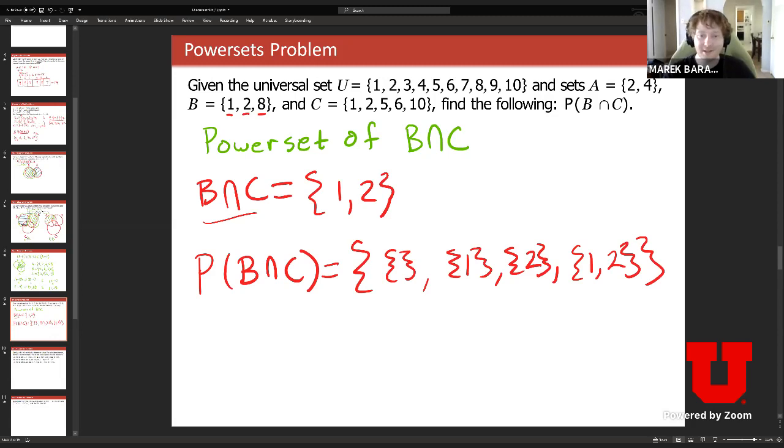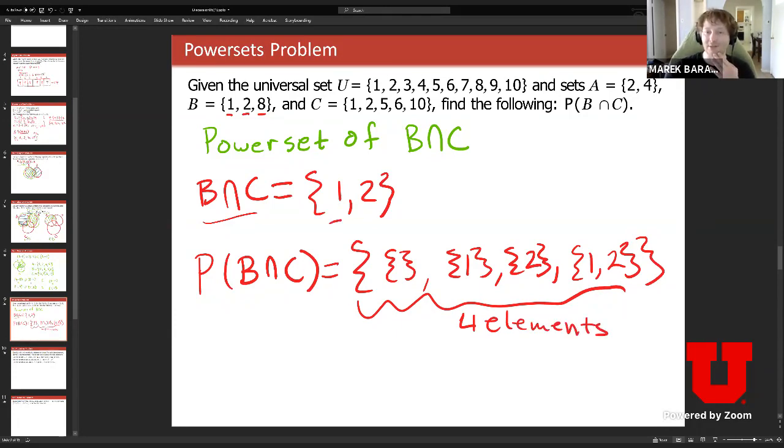One thing to do if you're doing these is to check the size of the set. So we see that there are 4 elements here. The original set had 2 elements, and you'll have 2 to the n elements in your power set. So we had 2 elements here, and we're expecting 4 here. So that checks out. Any questions on that? I'm going to say no.